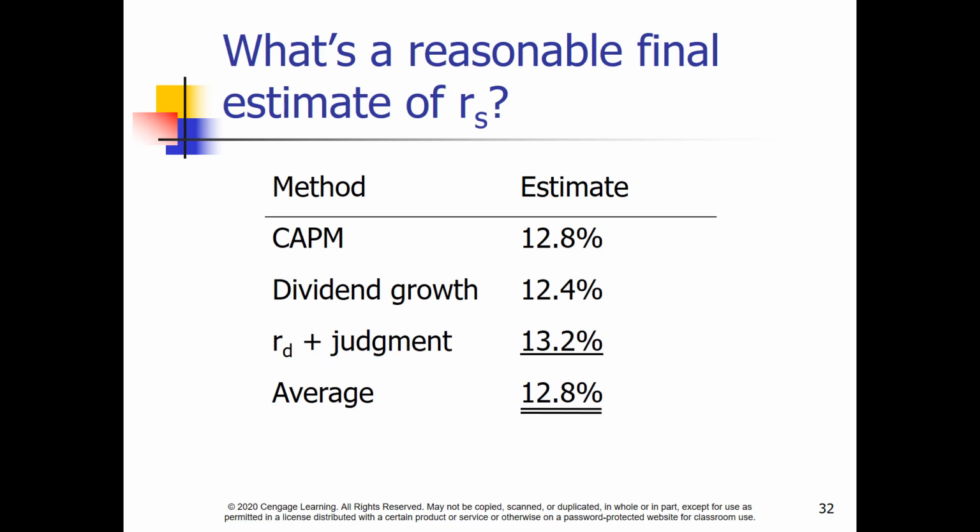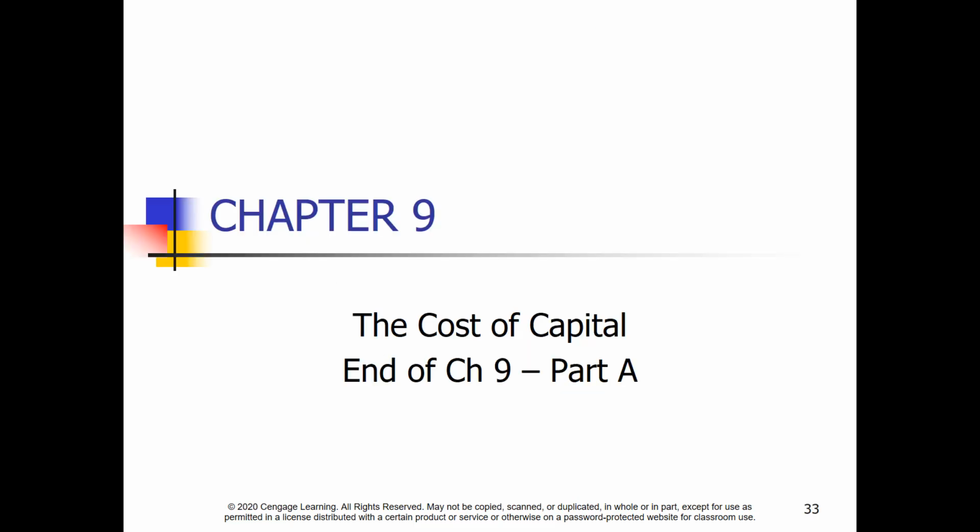So here are our estimates, nicely grouped. We can use the average of the three or choose the one we have the most confidence in. At this point, we've got all the component costs we need to calculate our firm's weighted average cost of capital, which we'll do in Part B.